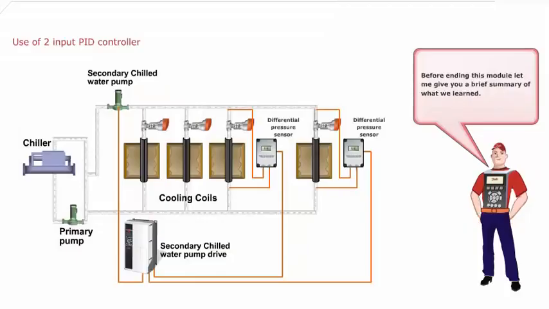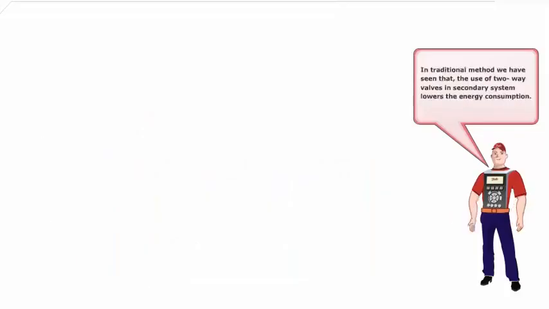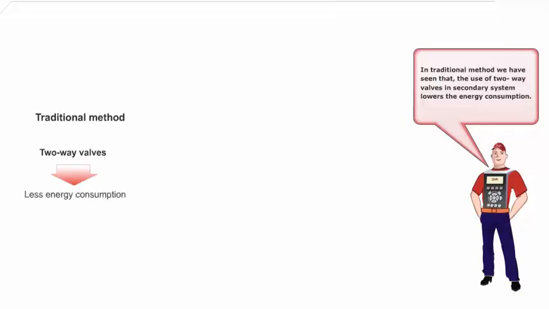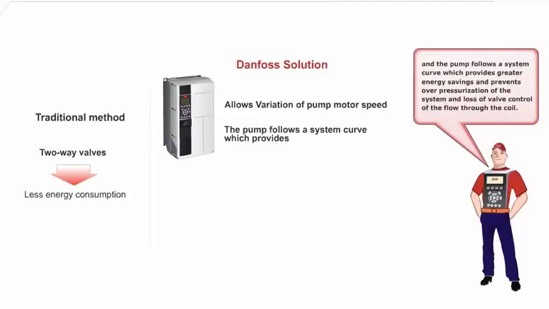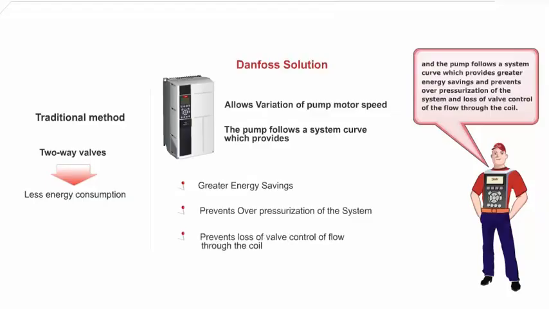Before ending this module, let me give you a brief summary of what we learned. In the traditional method, we have seen that the use of two-way valves in the secondary system lowers the energy consumption. But we saw that in Danfoss solution, the addition of VLT HVAC drive allows variation of pump motor speed, and the pump follows a system curve, which provides greater energy savings, and prevents overpressurization of the system, and loss of valve control of the flow through the coil.